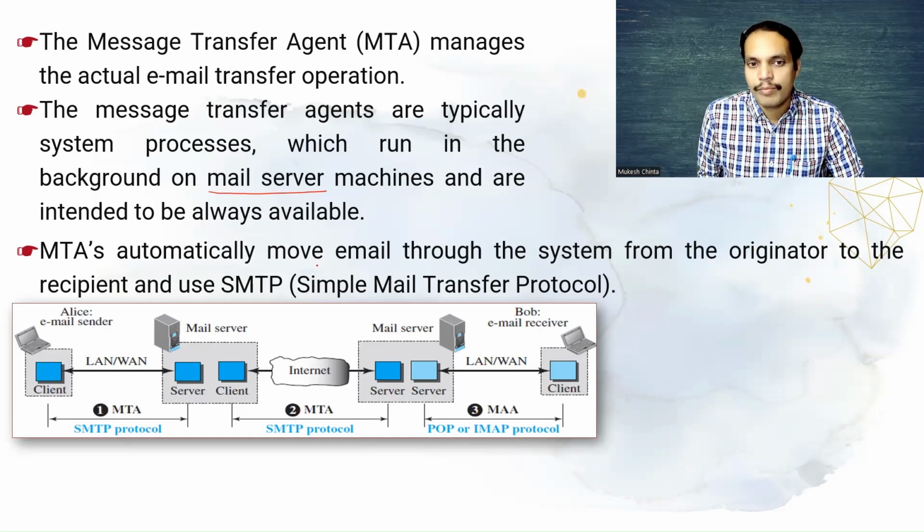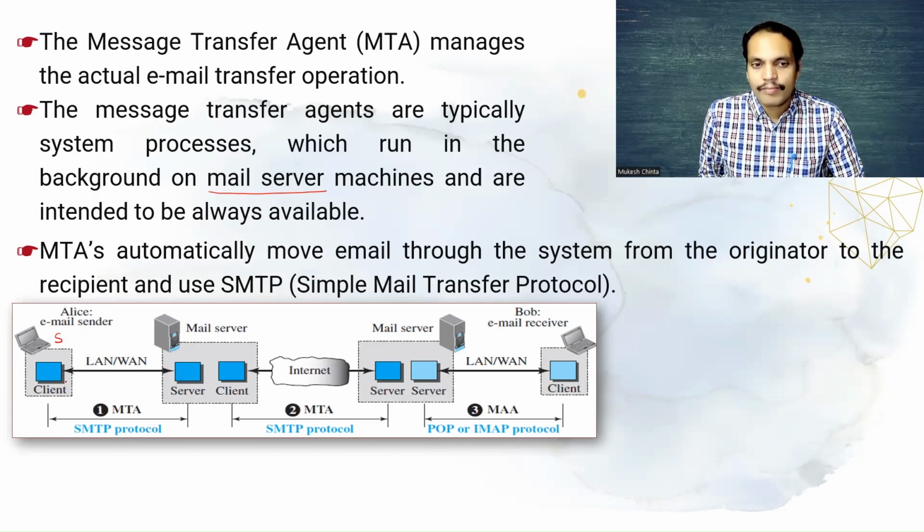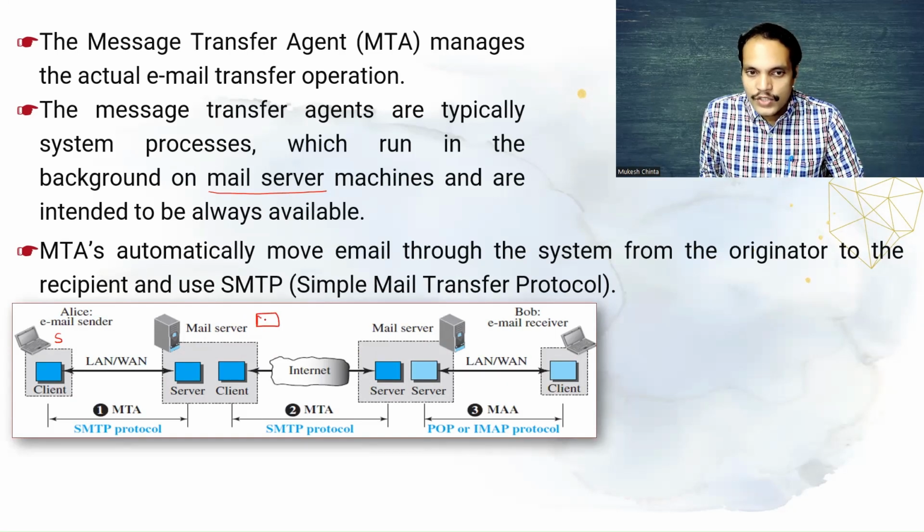So the MTAs automatically move email through the system from the originator to the recipient and use the SMTP protocol. SMTP stands for Simple Mail Transfer Protocol. Once again, let us assume that this is my sender. The user agent creates the email and hands that email over to the MTA. The MTA, using the SMTP protocol, creates a connection and delivers it to the mail server. From here onwards, it has to search for the recipient's mail server, and once that is done, it is up to the SMTP protocol to transfer your email to the recipient's mail server, wherever it is.